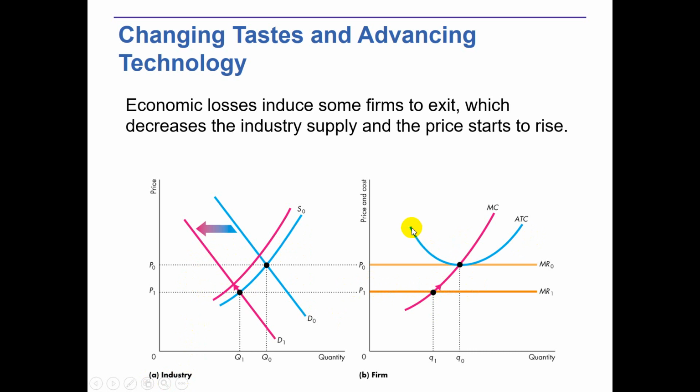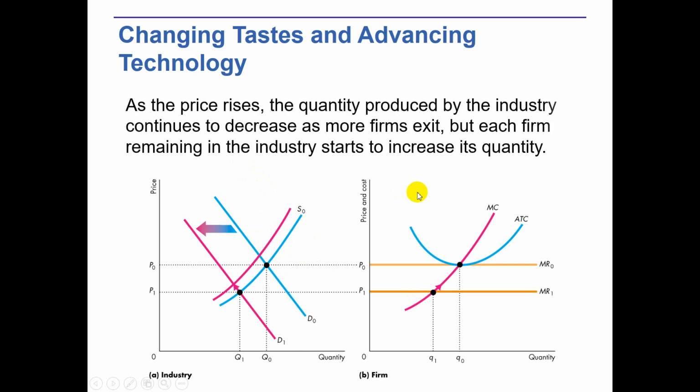Because of these economic losses, because the average total cost is higher than the marginal revenue, this is the phase of economic loss. So many firms will exit from the market, and because firms are going out, the market supply curve will shift inward, because of lower supply, and this lower supply will change the price again.